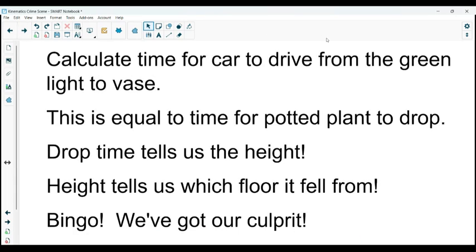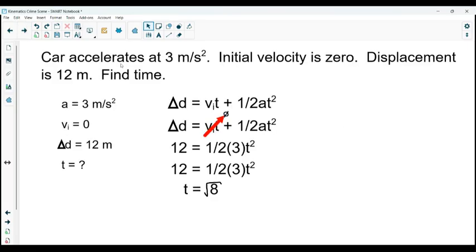Calculate the time for the car to drive from the green light to the vase. This is equal to the time for the potted plant to drop. We already talked about that. The drop time tells us the height that it's dropped from. The height tells us which floor it fell from. And we've got our culprit. Let's go through just a couple calculations the students might do.